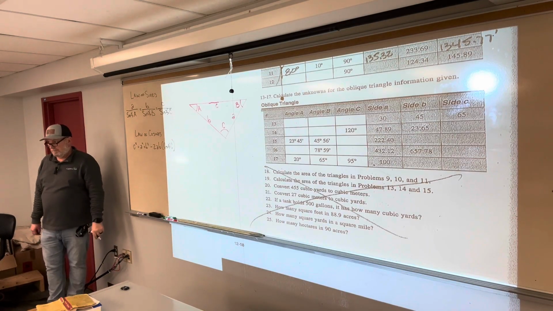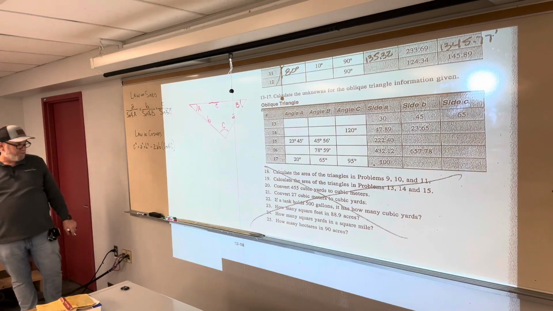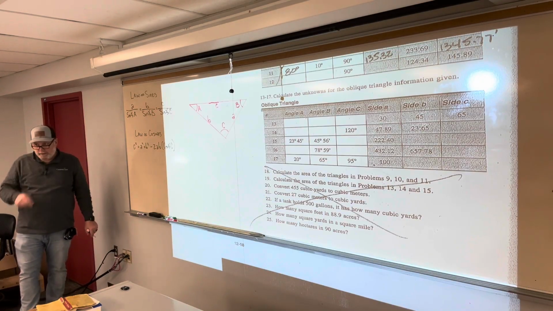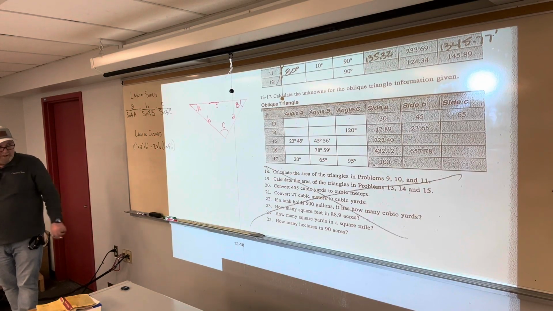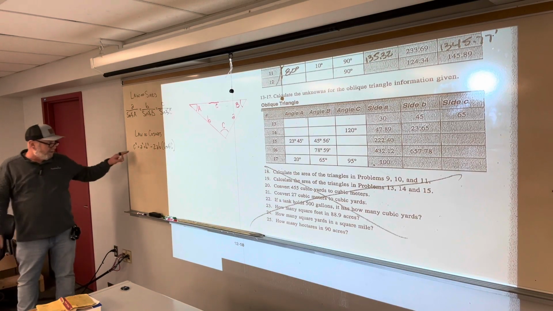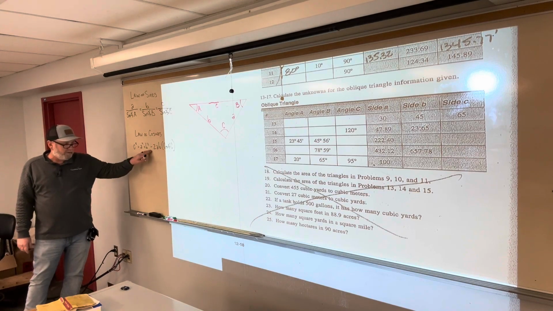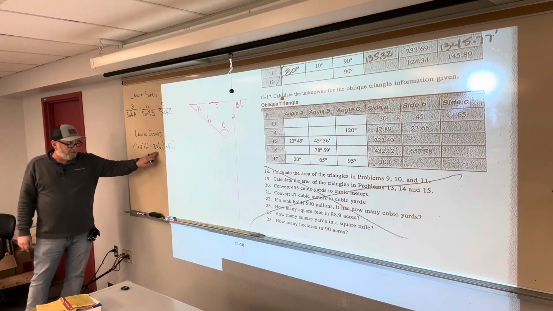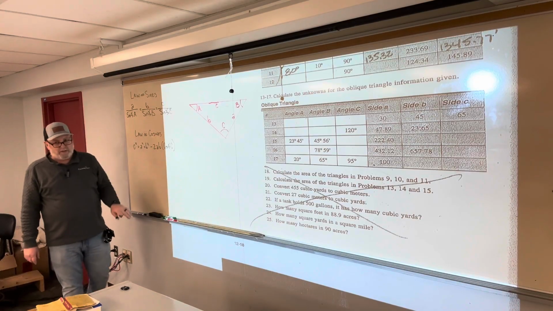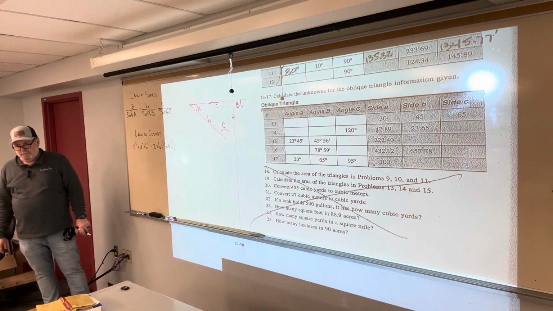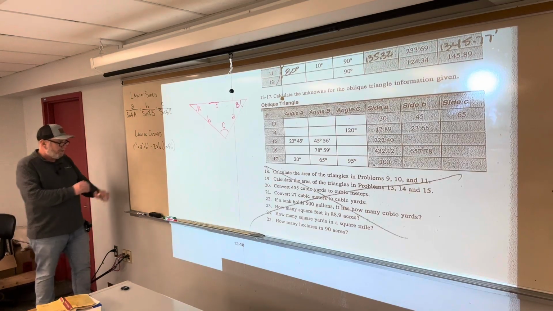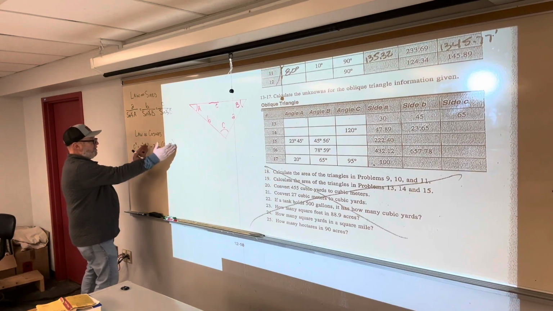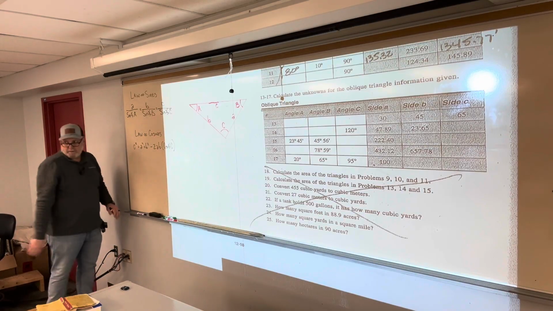This was the one I always forgot. So C squared equals A squared plus B squared minus 2 times A times B times the cosine of angle C. And I'd work this up into two parts here. I would do this part, and then do the math to it.